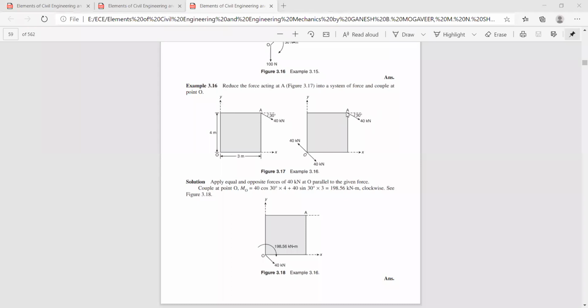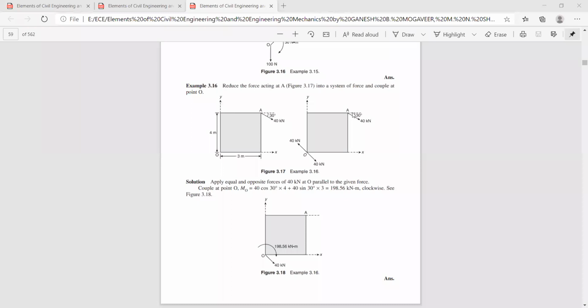If you want to find the effect of this force about point O, you have to consider the moment. Moment is nothing but the magnitude of the force into the perpendicular distance, from this point to this point, that is 4 meters. So hence, 40 cos 30 into 4. The horizontal component of this force produces a moment of 40 cos 30 into 4 at this point. Correct? It creates a clockwise moment.